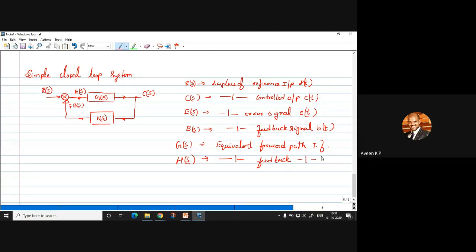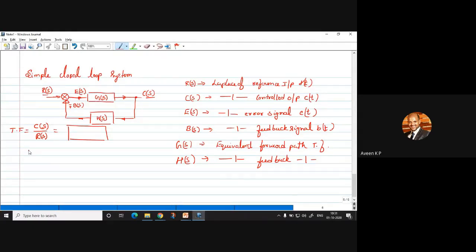So what is a transfer function? Transfer function is the ratio of output by input. Output is C of S and input is R of S, so simply I will write C of S by R of S. What equation will we obtain in the final form? For that we shall derive the transfer function of this closed loop.